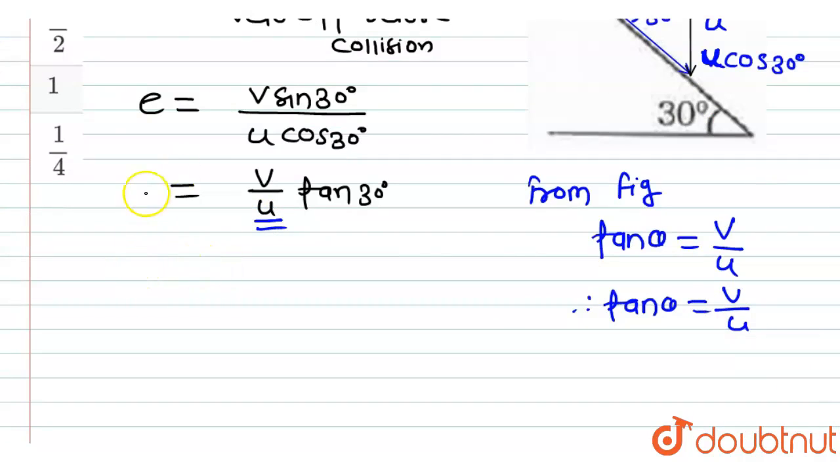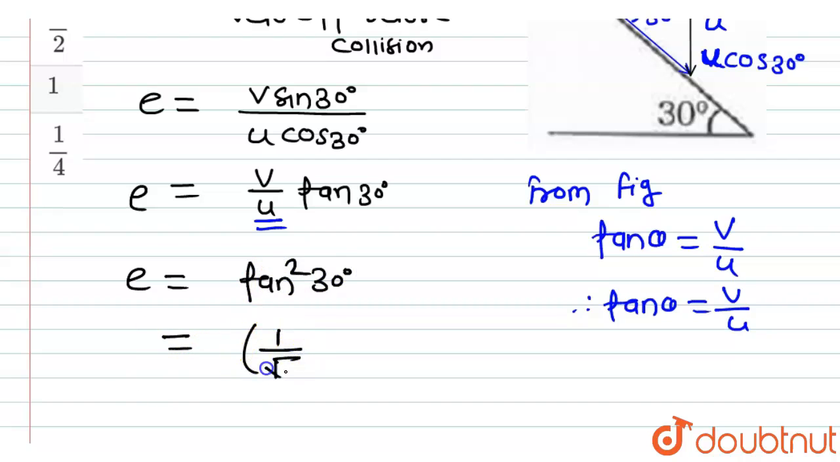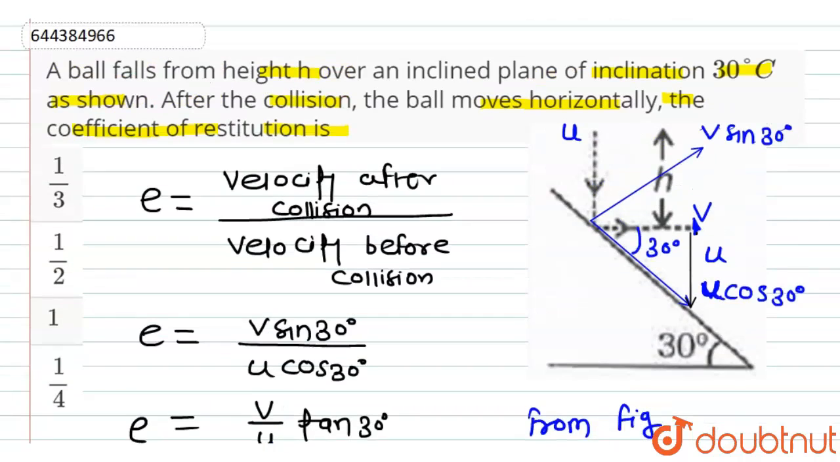So coefficient of restitution E will be equal to tan square 30 degree. So it will be equal to 1 upon root 3 bracket square, which will be equal to 1 by 3. Therefore the value of coefficient of restitution will be equal to 1 by 3. That is option number 1 will be the correct answer.